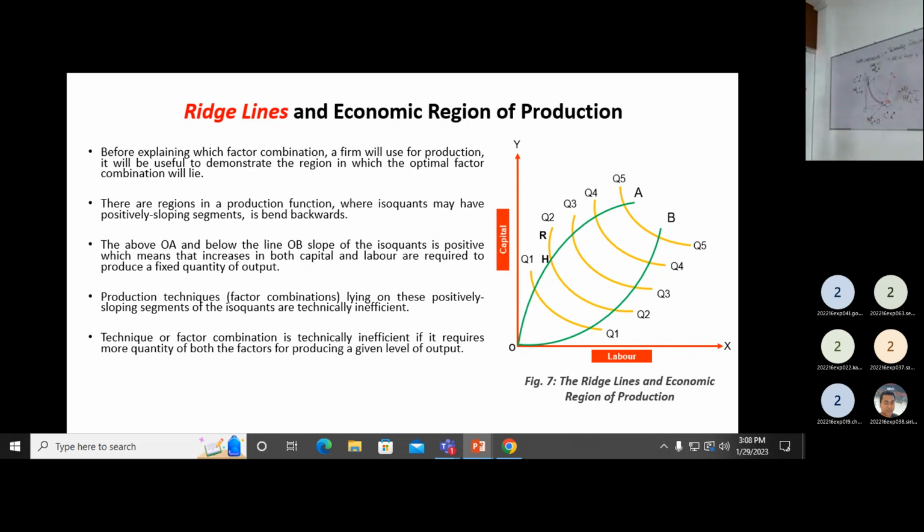And so could you please draw this? Please draw and discuss by your own in this particular graph.